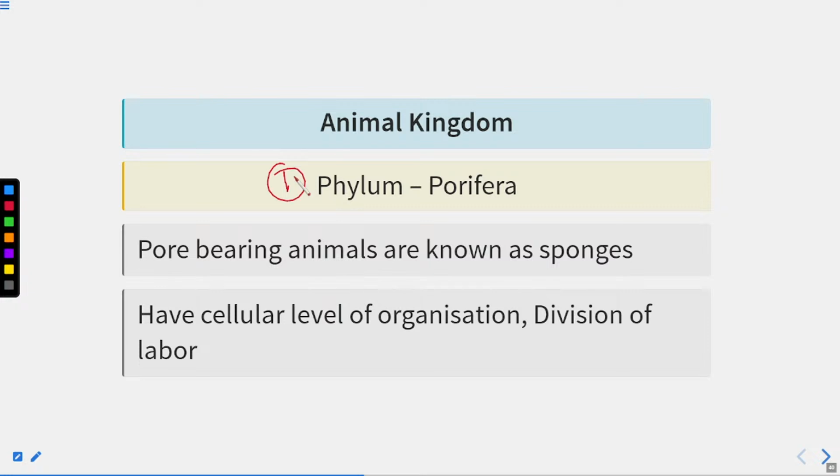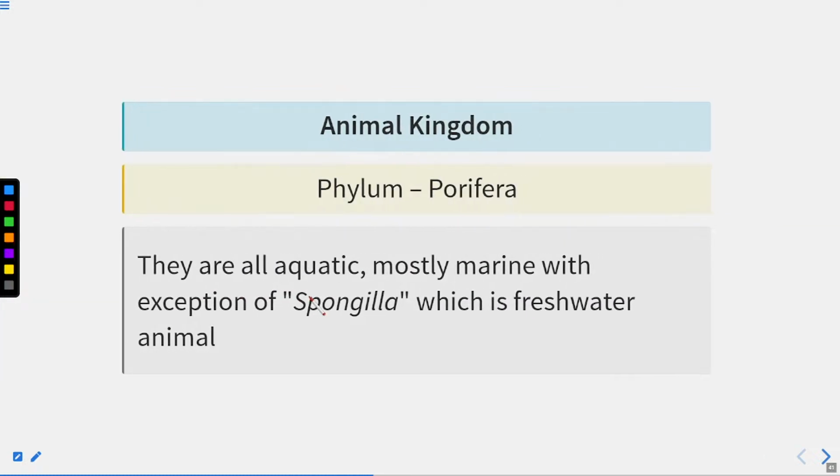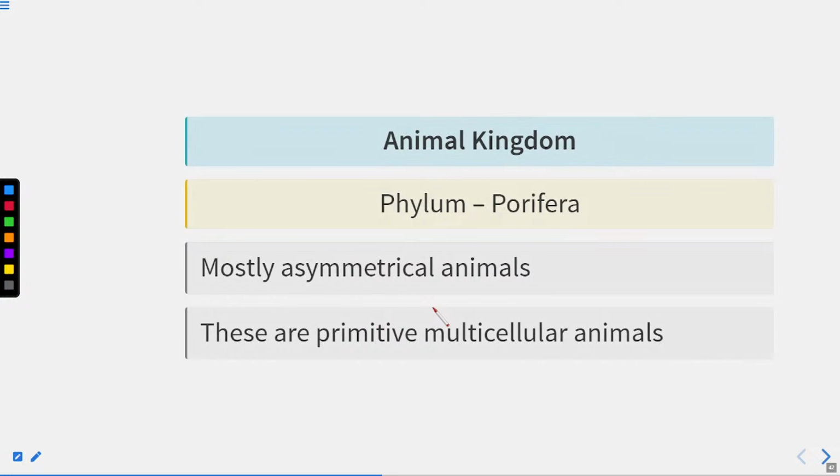So let us discuss the first phylum, that is porifera. They are the pore-bearing animals known as sponges. They have pores, small holes, and that is why they are called sponges, and have cellular level of organization, division of labor at the cellular level. No tissue level, no organ system is present, only cells. They are all aquatic, mostly marine, with the exception Spongilla. This species, Spongilla, is a freshwater sponge, so you must remember this.